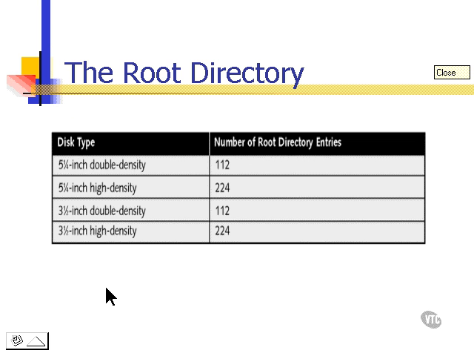The root directory of the disks that we use most, the 3.5-inch high density disk, can contain 224 entries. That's the most that it can contain if it's on that type of disk. We use commands, some of which are automatic and others that we actually enter in order to manage data on a disk.